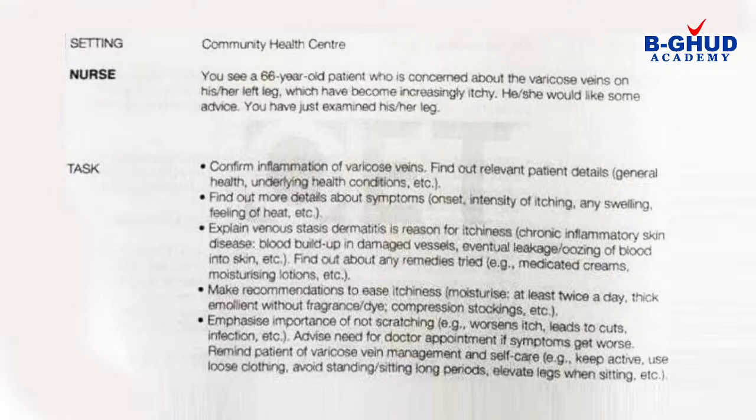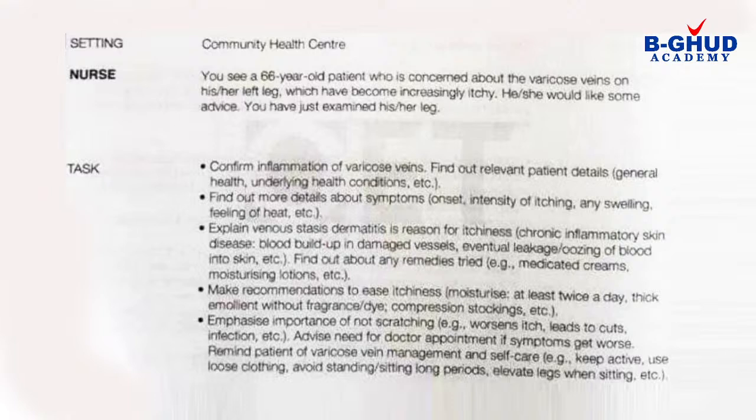When did the symptoms start? When did you notice this itching? Please tell me more about your symptoms. When did it start? Like, when did the itching start? Fine.